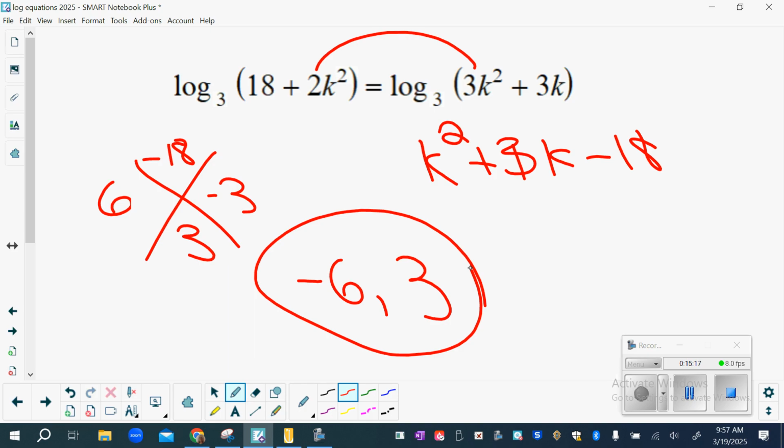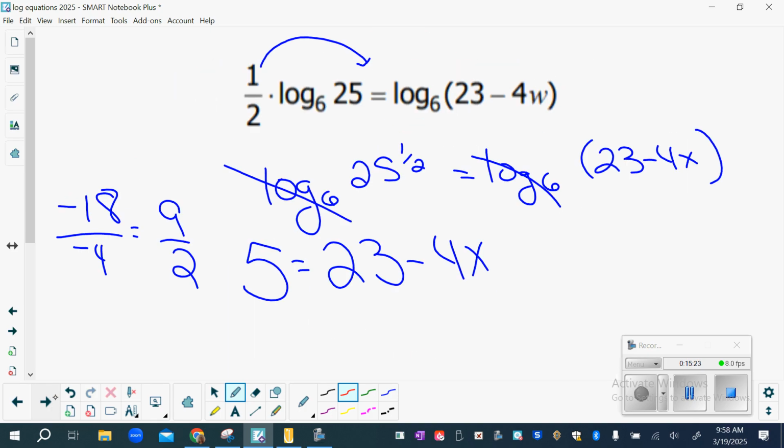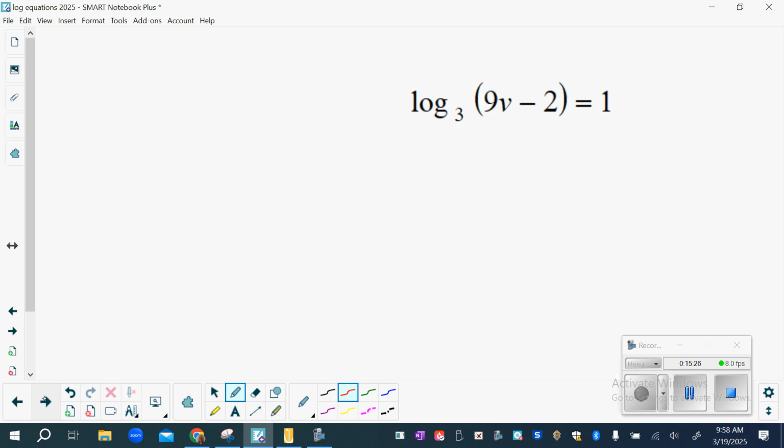Okay, that's type 1. Go back to your notes. We're going to do type 2. A lot of teachers teach type 2 really poorly. I love type 2, and it's my favorite, and I think I teach it pretty well. So you will like it. Here we go. Type 2.